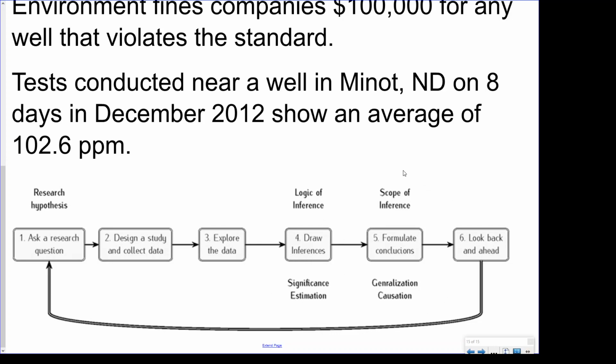Does this reflect this well at all times? Well, it was only in December of that year. Maybe in December they drill more often, or maybe they drill less often. Or they studied it in 2012. Perhaps they should study it in a different year. So does that mean that this well is polluting at all times? Maybe, maybe not. As with all things in statistics, more data is always better.